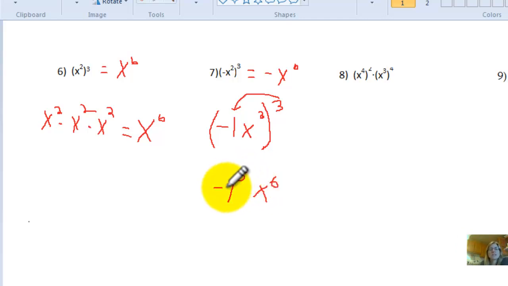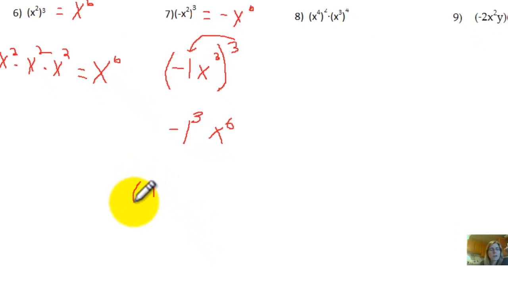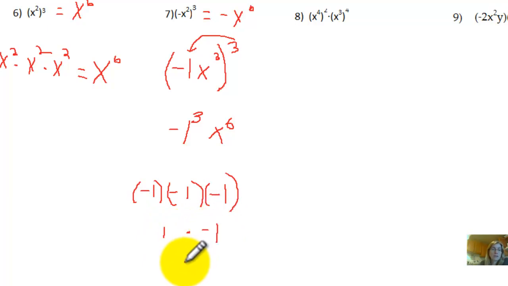And when you simplify this negative 1 to the third power, which is like saying negative 1 times negative 1 times negative 1, which will give you negative 1 times negative 1 is positive 1, so you have 1 times this negative 1, that gives you negative 1. So you still have a negative. You end up with the negative x to the 6th, or negative 1x to the 6th.